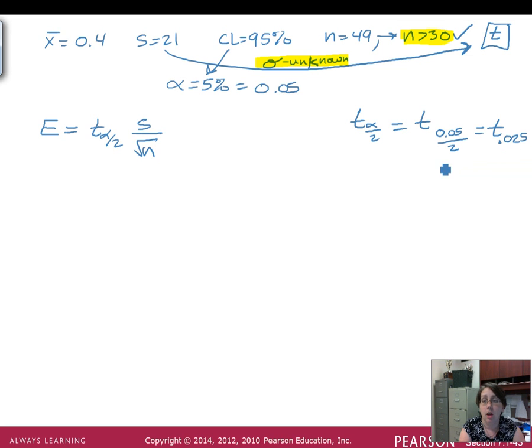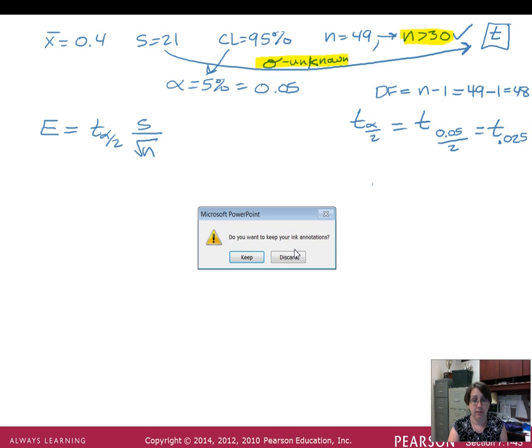Okay? Now, how do we do this? We need also our degree of freedom. So the degree of freedom, df, is n minus 1. Our n was 49. We subtract 1 and get 48. So we're going to look up our degree of freedom and our area to get our t values. Let me bring up the table.